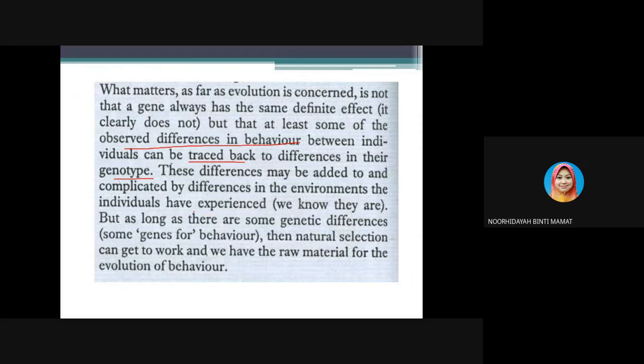For example, like migrations. So that is an example of the environments that the individuals have experienced. But as long as there are some genetic differences, or what we call genes for behavior, then natural selection can get to work, and we have the raw material for the evolution of behavior. Later we will study a little bit about natural selection. So this is the conclusion of the relation between genes and behavior.